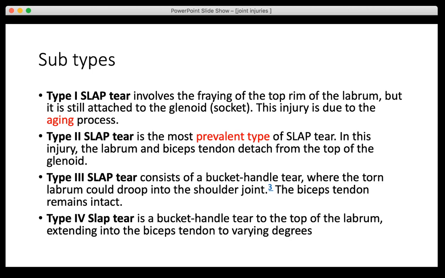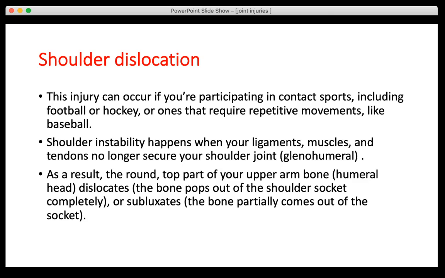So please ignore the first one, that is due to aging. The second one is the most prevalent, and the other two are also there in sports. So these are the different types of SLAP injuries. A SLAP injury is due to a tear in the cartilage, and the cartilage is known as the labrum. So always keep this in mind. The second major injury is your shoulder dislocation.